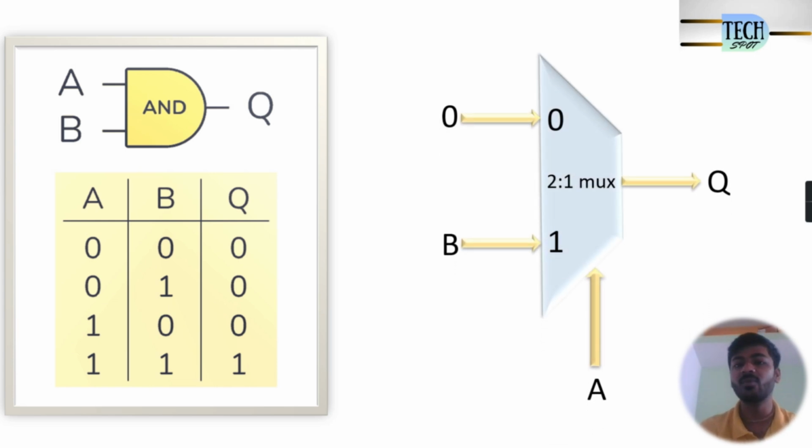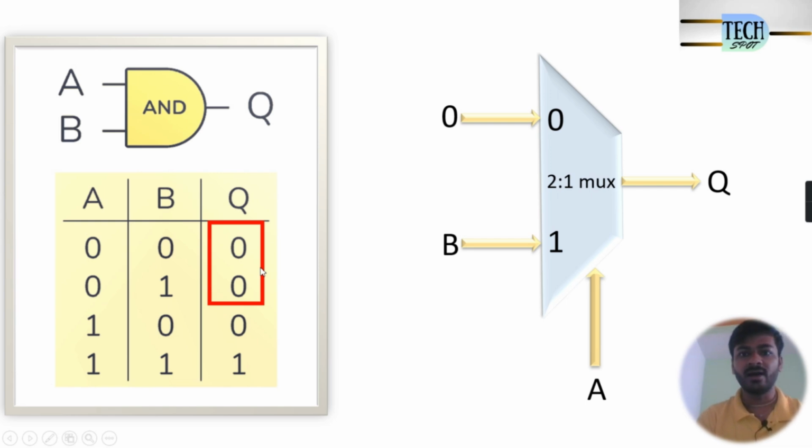You can see the diagram of the 2:1 mux on my screen. A 2:1 mux needs one select line, two inputs and one output. To implement this AND gate, I have selected input A as the select line for this 2:1 mux. If you see the working of this 2:1 mux, if select line A is equal to 0, the output Q will be equal to 0 because in the input I am providing 0. And if you see the truth table, when A is equal to 0, in the output I am getting 0 only.